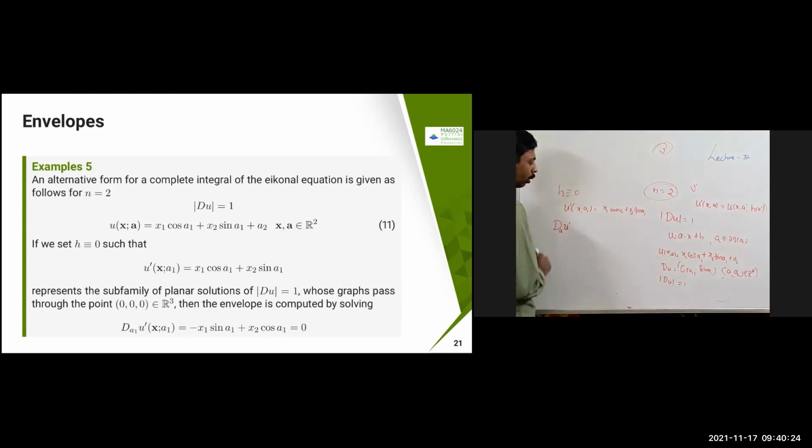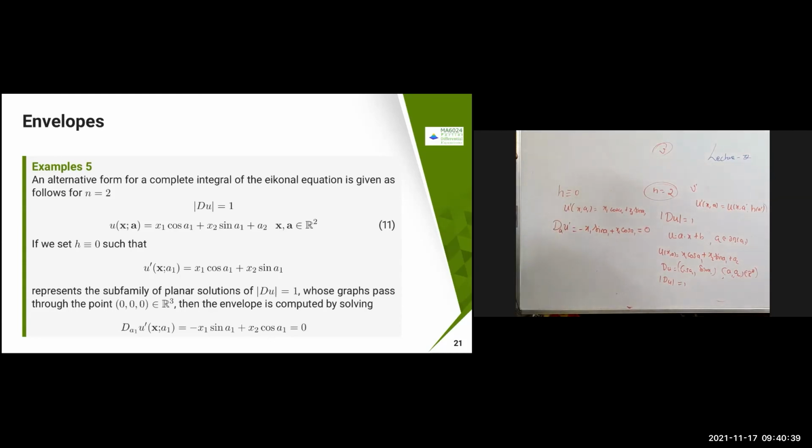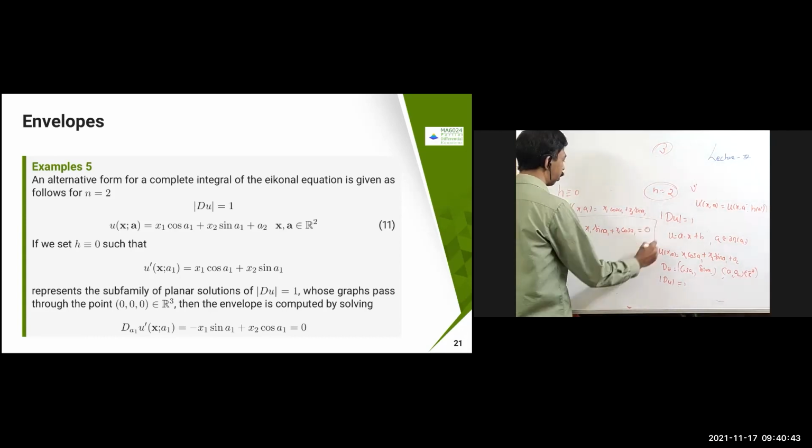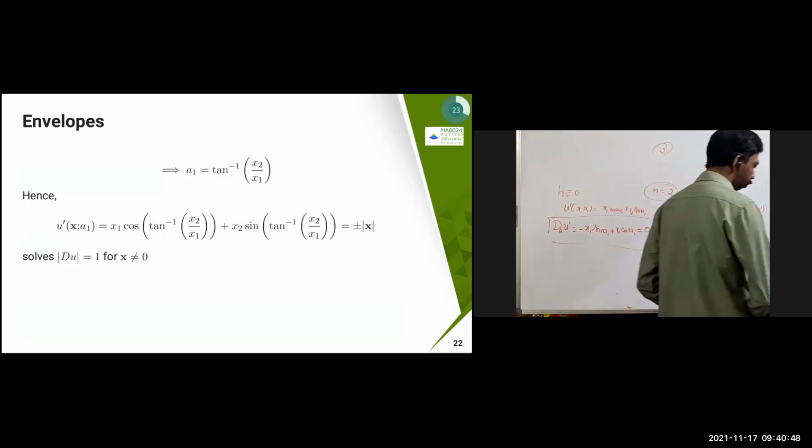Okay, dA u dash, you have to calculate with respect to a. That is going to become minus x1 sin a1 plus x2 cos a1, and this is going to be 0. The envelope is going to be obtained by solving this equation. Let us solve this and then calculate that.